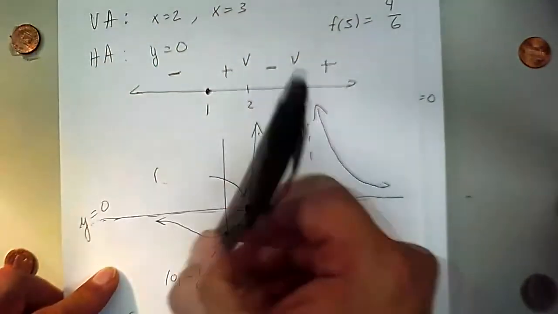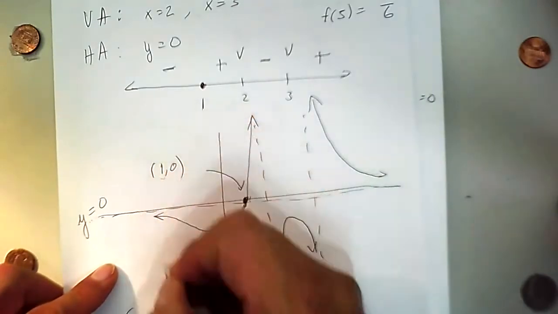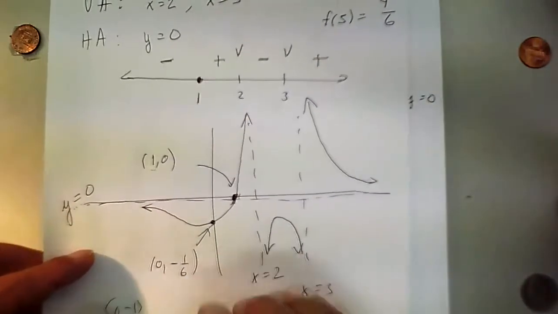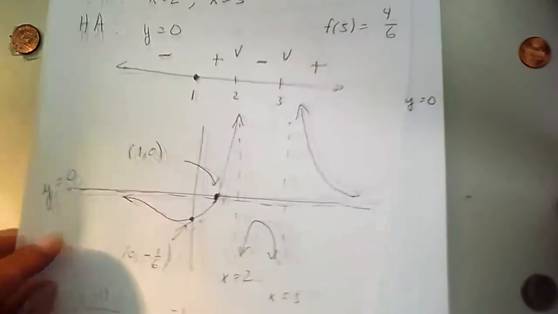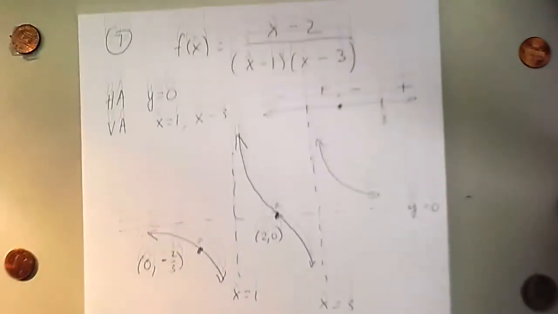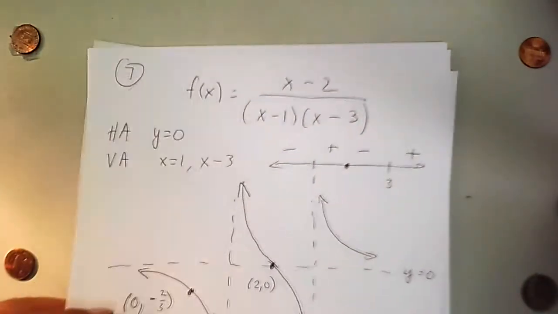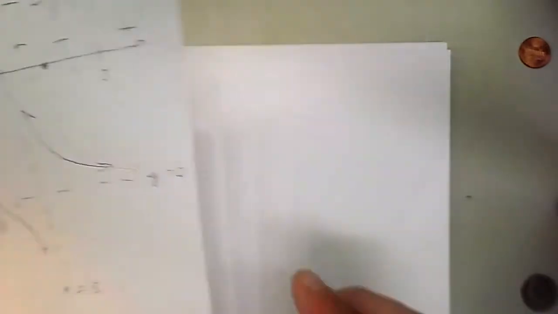1, 0. 1, 0. Rather, the x-intercept, there's the y-intercept. Okay. Example 8.